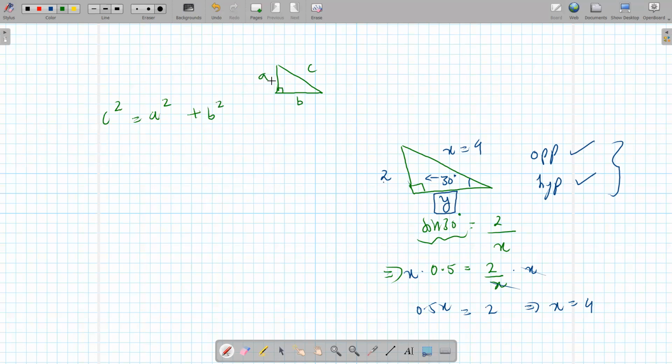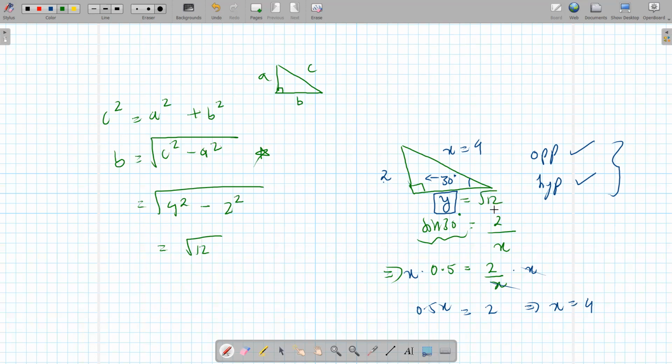Right now we have A and C. We want to find B. So the formula for B would be C squared minus A squared first, and then you square root this. Okay? C squared minus A squared. So C for us is 4 squared minus A is 2 squared. That's 16 minus 4. That's the square root of 12. So this y down here would be square root of 12. Does that make sense?